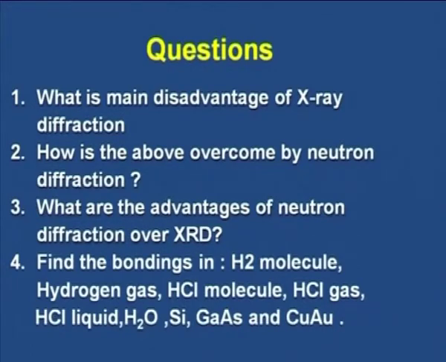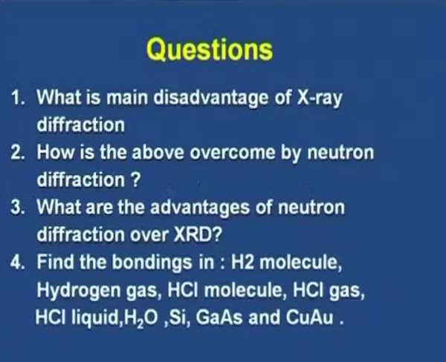Find the bondings in the following systems. The systems are hydrogen molecule, hydrogen gas, hydrogen chloride molecule within the molecule, between two hydrogen chloride molecules, HCl gas, HCl in the liquid form, water H2O, silicon, gallium arsenide, and the more interesting, the combination of two metals, copper and gold, CuAu.